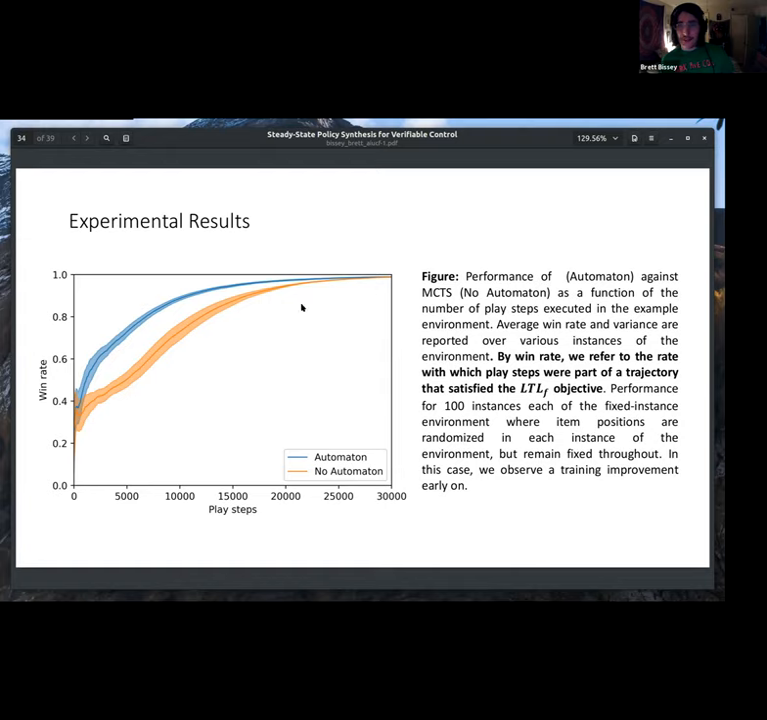We also evaluated three other environments in the single agent case, as well as some multi-agent evaluations, but the multi-agent is a bit hairy and I don't like explaining it as much. But yeah, this one, it really helped training early on to have this planning, this way of planning ahead.